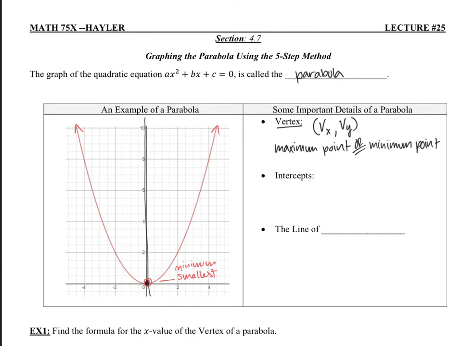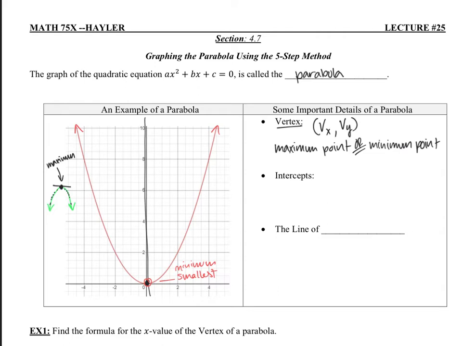Now the other parabola we might look at, I'll do a small sketch on the side here, is pointing down. The vertex would be up here. What's special about the vertex here is that it is called the maximum point. It's the highest point possible. All the other points on my parabola are below this point. So if you have a parabola opening down, you have a maximum point.